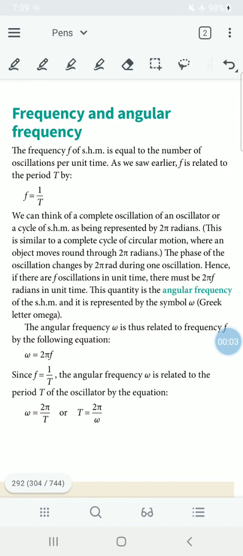Physics, Chapter 19, Theory Video 8. We are going to discuss frequency and angular frequency.